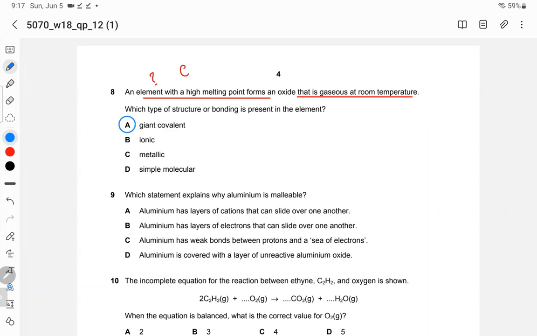If you recall, the oxides of metals do have a high melting point, and they are solid at room temperature. Is it clear to everyone? Yes, sir.